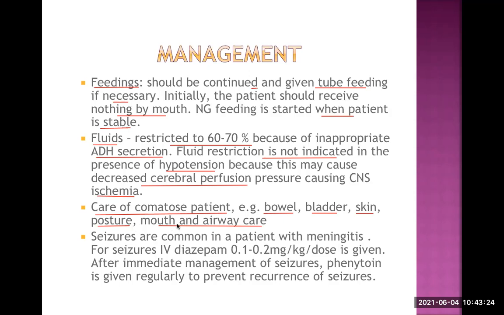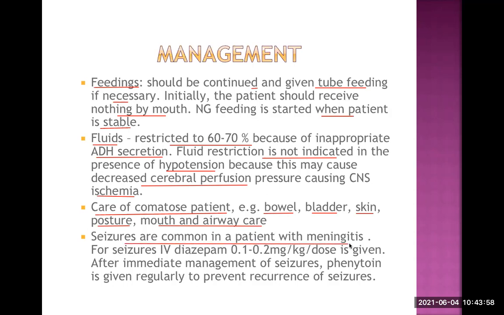Mouth care should be given. Okay, otherwise there is a high chance of ulceration or infection in the mouth. And airway care. Remember, the comatose patient cannot protect the airway. The gag reflex is absent in coma. So if something is there in the oral cavity, it can be easily aspirated. Okay, so the best way to take care of the coma patient is intubation with a cuffed endotracheal tube that doesn't allow anything to go distally in the airway.